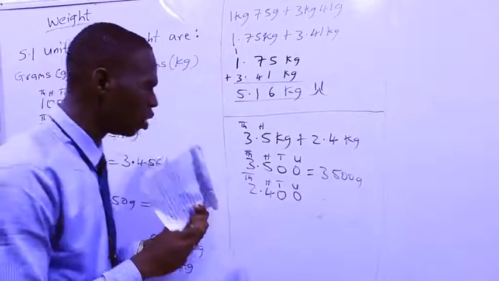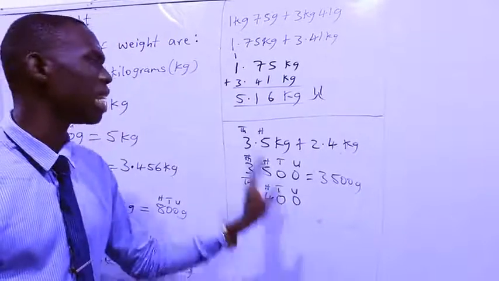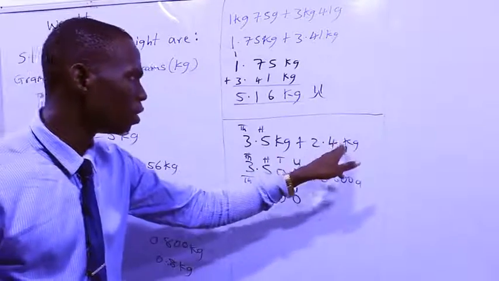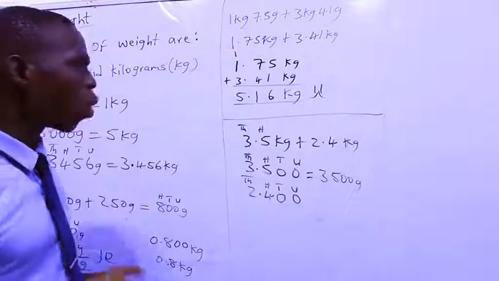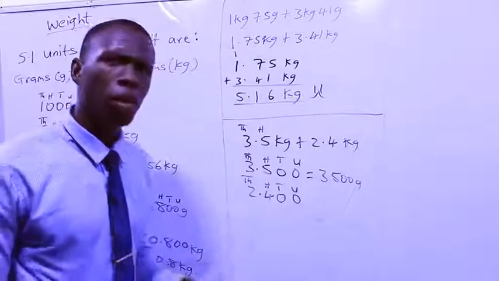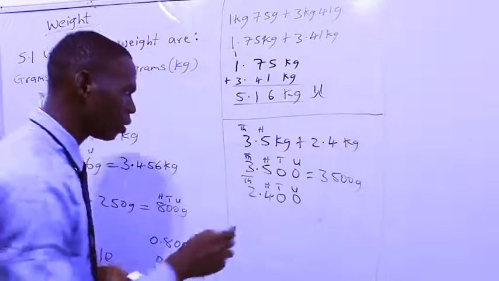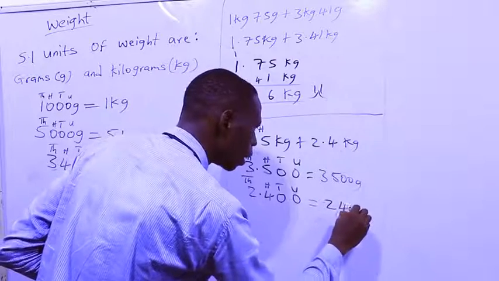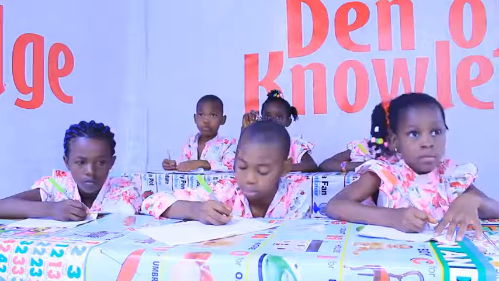Remember what I told you, that 0 is nothing in decimal. That's why they remove the 0 of this one. But once you are moving to gram, remember to put the zeros. So what we have here is 2,400 grams. Let's add it.